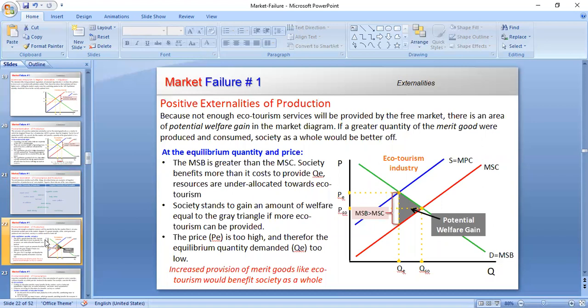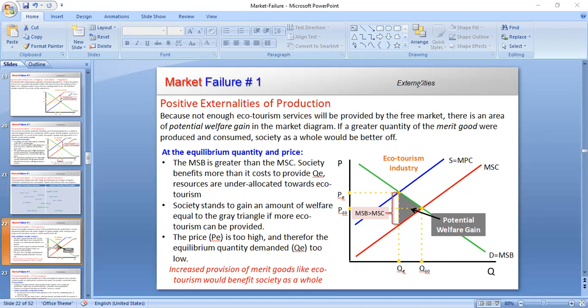So let us look at a positive externality of production. We've been looking at negative externalities. Let us look at a positive externality of production. Now, the logic here is simple. The logic of drawing these curves. If you have drawn the curve for a negative externality of production, it is going to be the same curve here for positive externality of production. But what is going to change is the labeling.